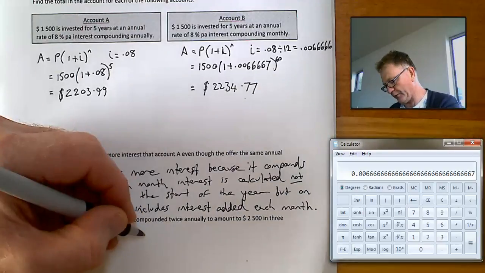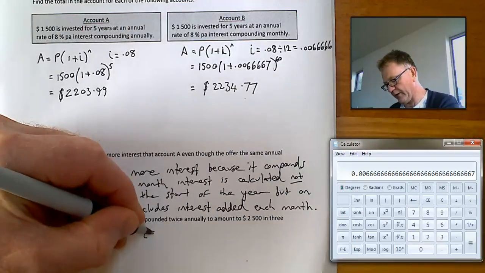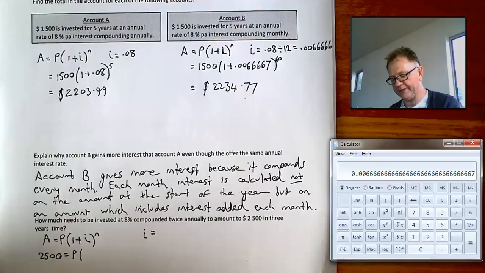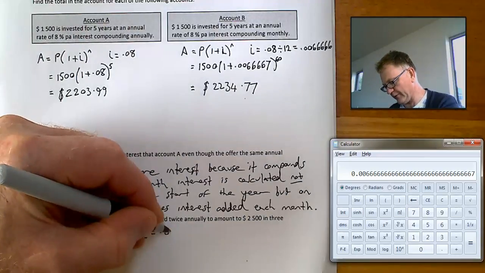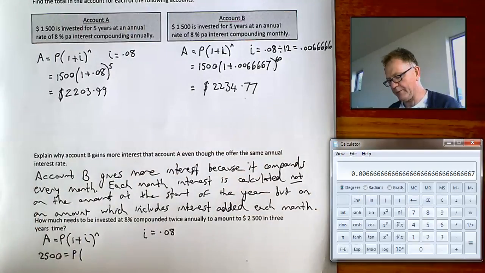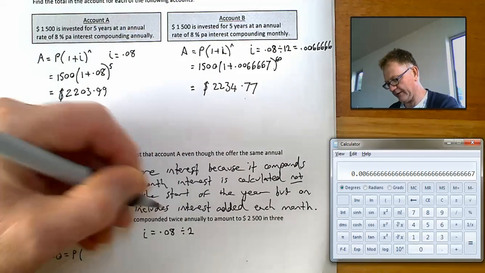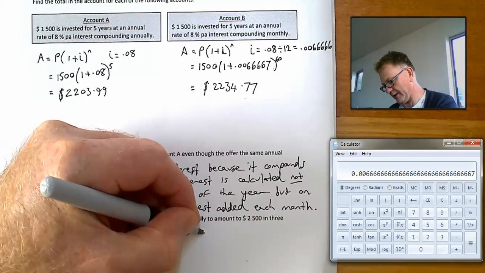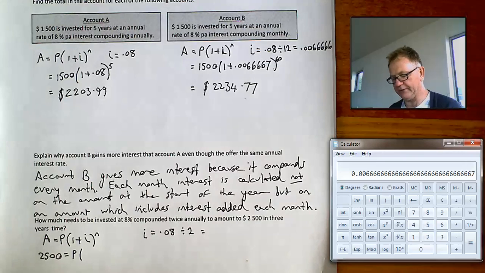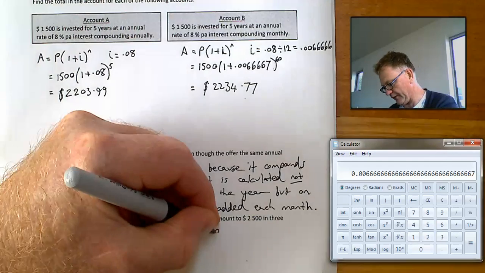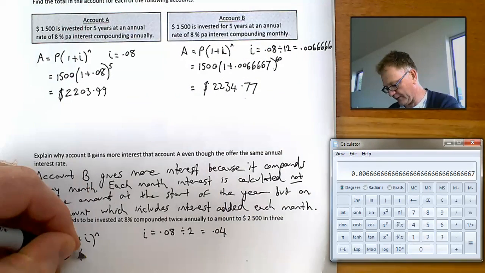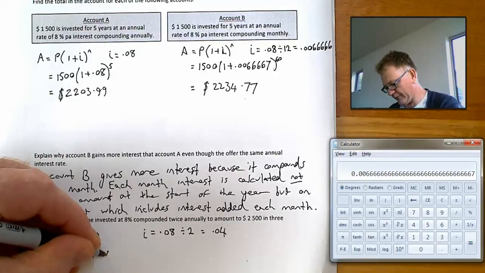Now, just before we go any further, we better work out our value of I. I is equal to 8%. You can write that as 0.08, but it's compounded twice per year. So every half year, they're going to give us half the amount of interest. 0.08 divided by 2 equals 0.04. So we'll have 1 plus 0.04.